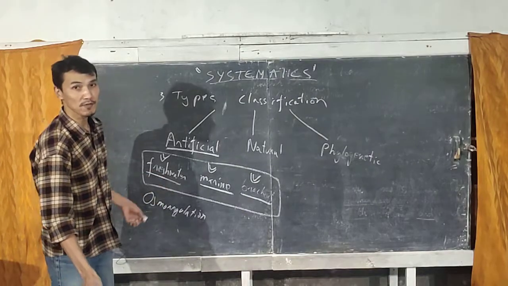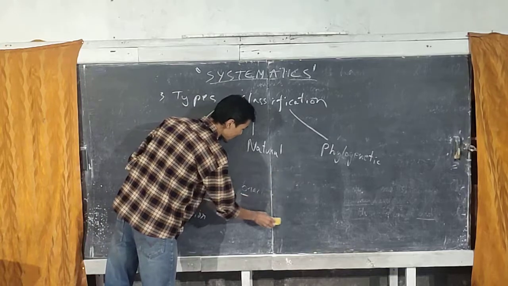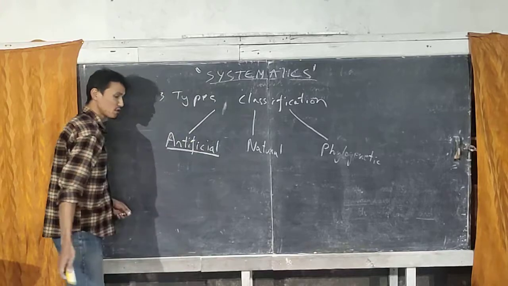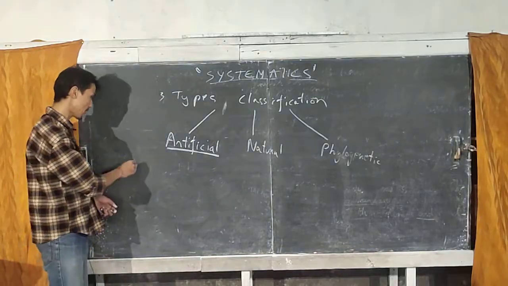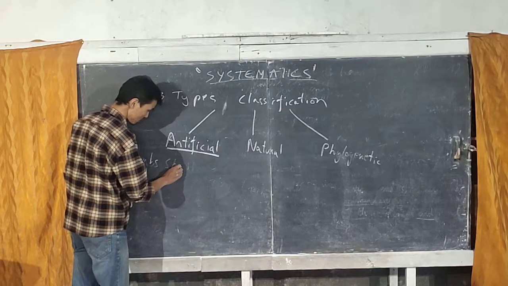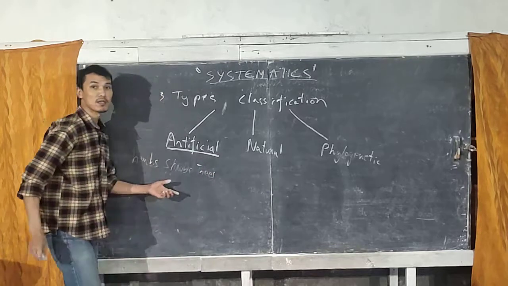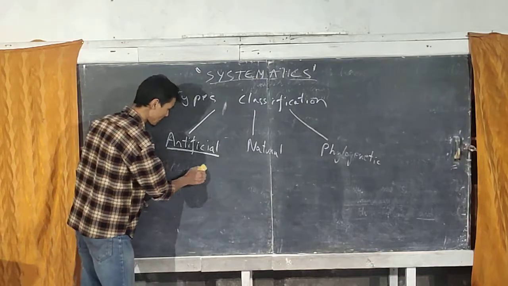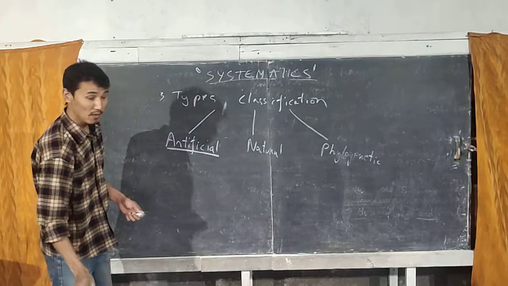So in artificial classification, we are taking only one easily observable character. Similarly, if you want to classify plants according to an artificial character, we can follow this method: herbs, shrubs, and trees. By this, we are classifying plants according to their heights. This also does not provide much important information.